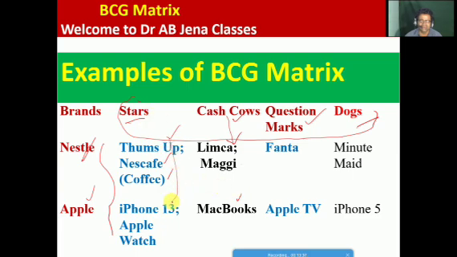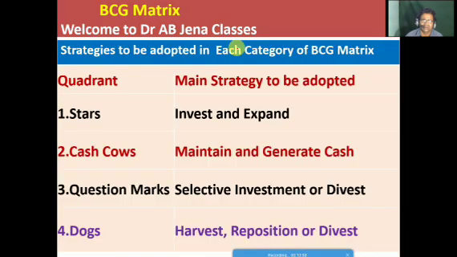Similarly, in the case of stars, here iPhone 13 and the Apple Watch. In the case of a question mark, it's the Fanta, and the Apple TV. Similarly, in the case of dogs, it's the Minute Maid or iPhone 5. So these are very good examples of the BCG matrix. Next, what strategies are to be adopted in each category of a BCG matrix?